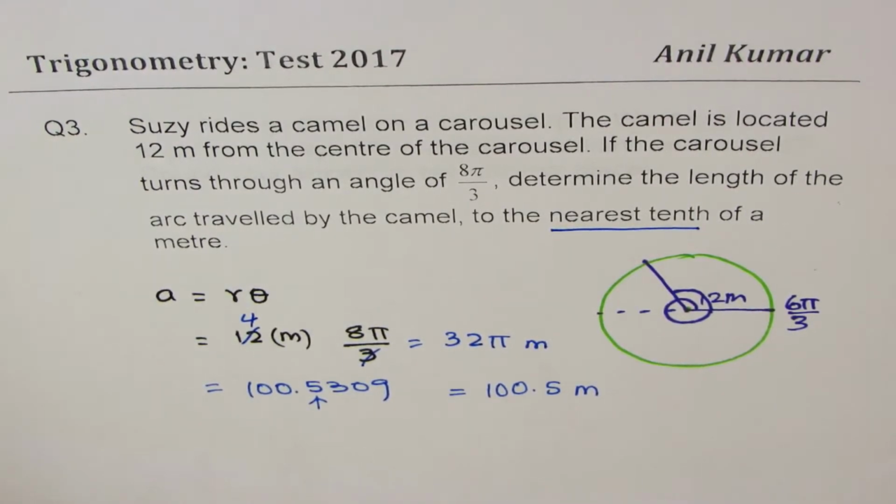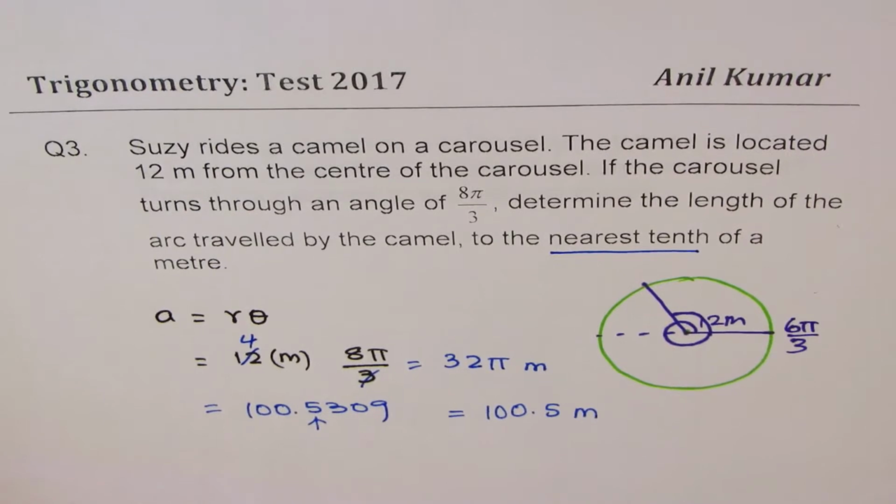Now my suggestion is not to really work out what portion has been traveled. Use A equals r theta and find your answer. So I hope things are absolutely clear till now. Let's move on to question number 4.